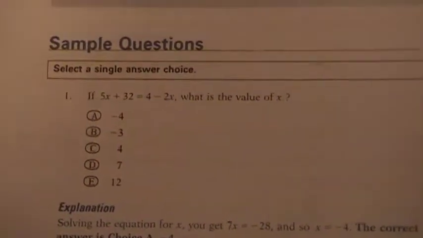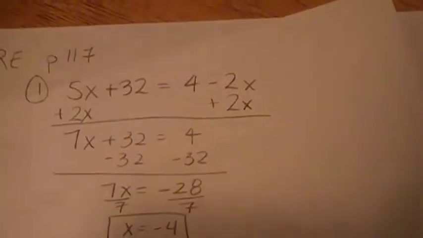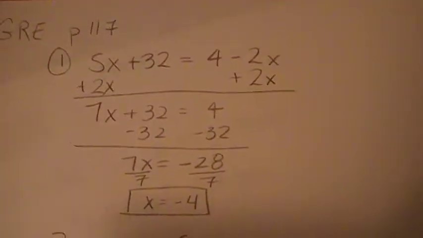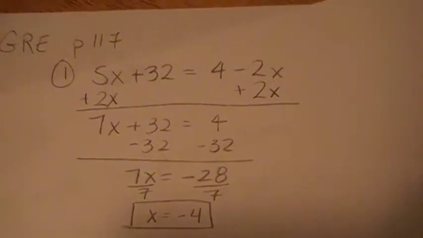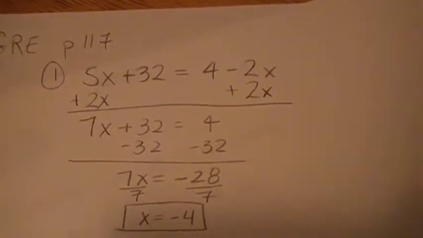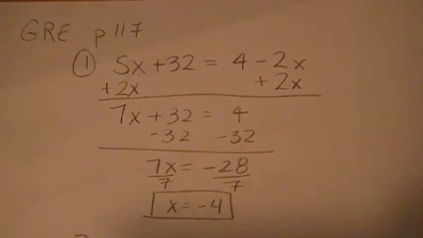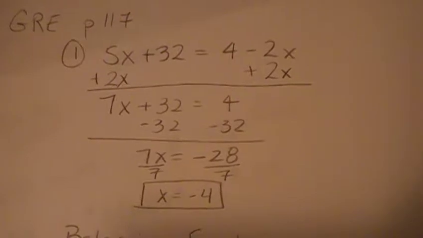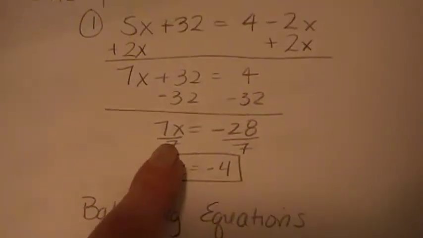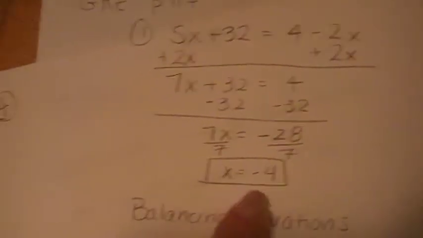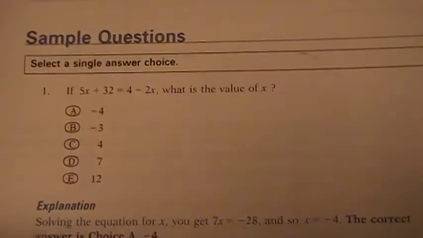If we look at this first sample multiple choice question, it's a pretty typical algebra equation where we're going to balance the equation. What we would do is add 2x to each side, and that would give us 7x plus 32 equals 4. We would subtract 32 from each side and get 7x equals negative 28. Then we would divide both sides by 7. We get x equals negative 4. We could also plug these in to the equation if we wanted to.